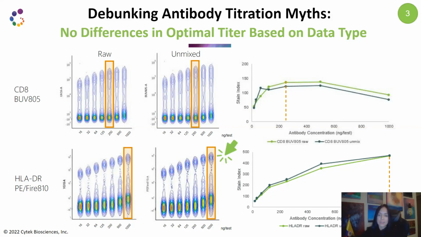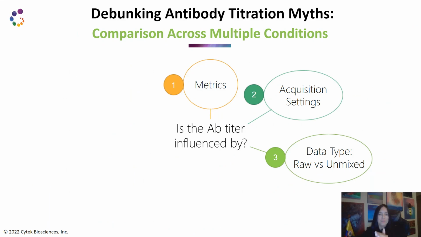Also important for HLA-DR, which is going to be expressed in multiple populations: where do you need it? If you need it for B cells, probably going lower is not that critical. But if you care about HLA-DR in activated T cells, then you want to capture that shoulder of positivity. So all of that will also depend on what your cells of interest are, and the levels of expression of a particular molecule in those cells. No effect if you use raw versus unmixed for the optimal titer.